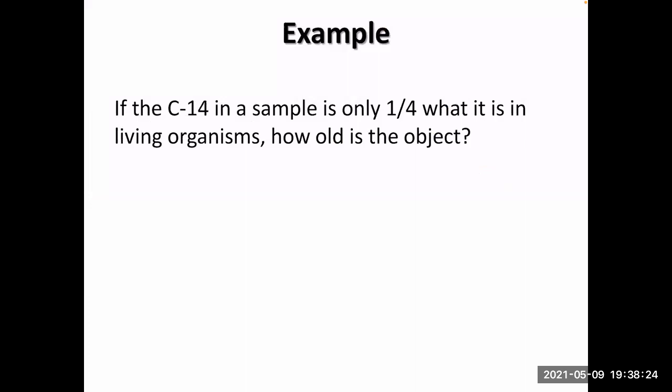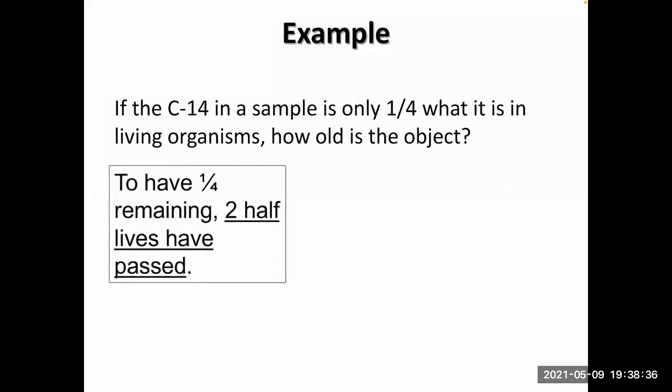If carbon-14 is in a sample and only a quarter of it is in the sample of what is in the living organism, how old is that object? So to have a quarter remaining, that means 2 half-lives have passed. Remember, a quarter is 0.25, and sometimes that helps if you know what the fraction and decimal are. So I go through 2 half-lives, with each half-life being 5,730 years. That means that object is approximately 11,460 years old.